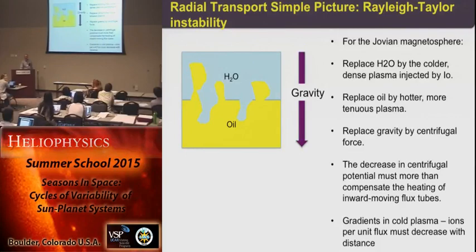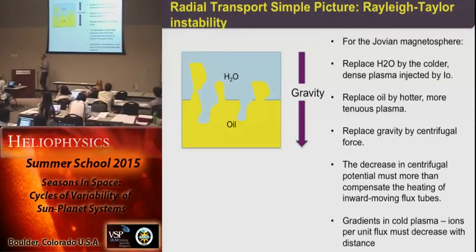Okay, so yes, Carl. Flow along the field for the cold plasma at Jupiter is inhibited by the strong centrifugal force.